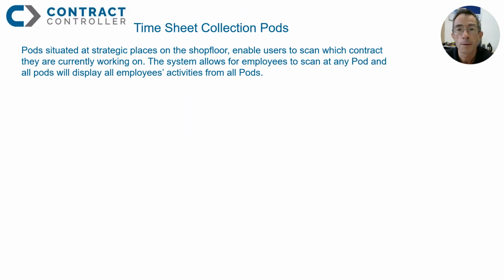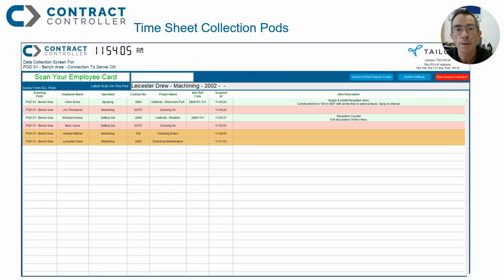So, looking at a timesheet pod, as employees scan their ID and a contract, they can see what contracts and items they and their colleagues are working on. They can also scan using any of the pods around the workshop.